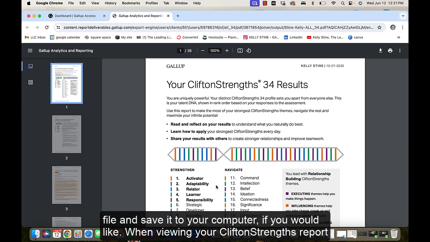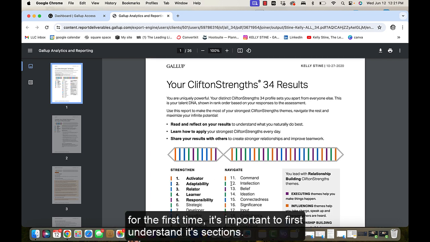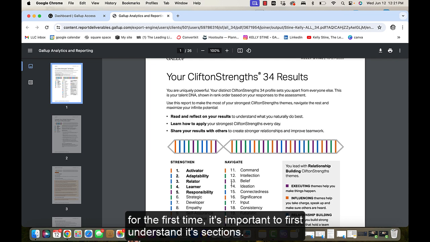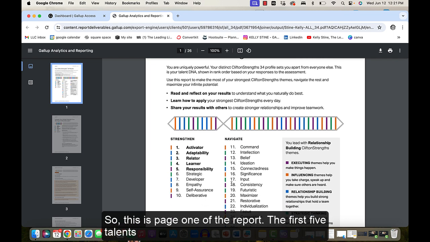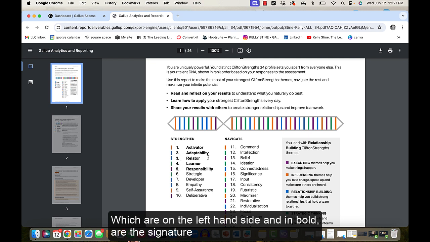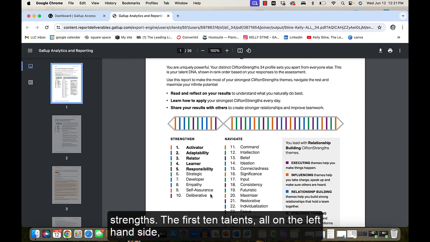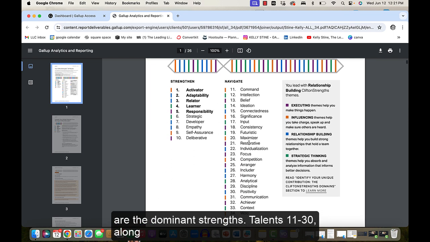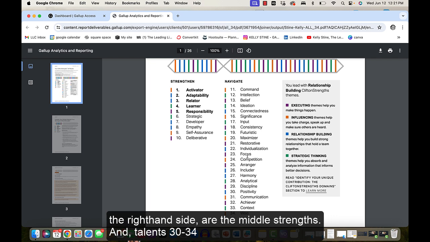When viewing your CliftonStrengths report for the first time, it's important to first understand its sections. So this is page 1 of the report. The first 5 talents, which are on the left-hand side and in bold, are the signature strengths. The first 10 talents, all on the left-hand side, are the dominant strengths. Talents 11 through 30 along the right-hand side are the middle strengths, and talents 30 through 34 at the bottom of the right-hand side are the lesser strengths.